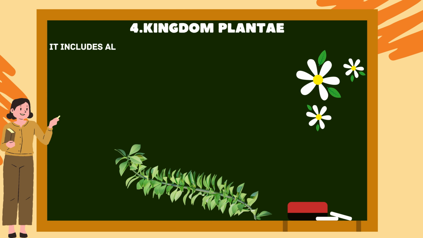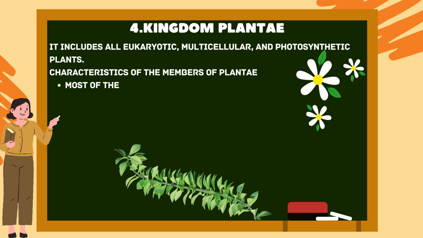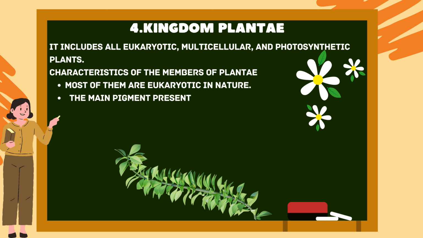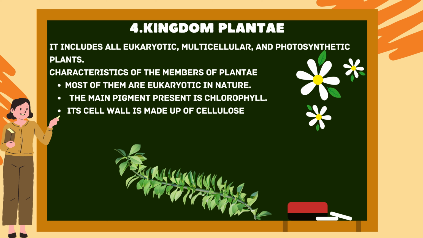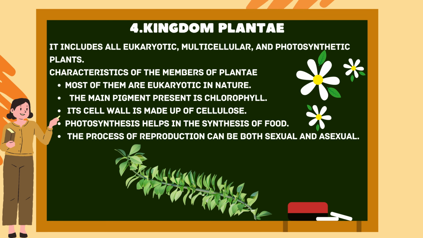Kingdom Plantae. It includes eukaryotic, multicellular and photosynthetic plants. The characteristics of members of Plantae are as follows. Most of them are eukaryotic in nature. The main pigment present is chlorophyll. Its cell wall is made up of cellulose. Photosynthesis helps in synthesis of food. The process of reproduction can be both sexual and asexual. They show the phenomenon of alternation of generations, that is diploid sporophytes and haploid gametophytes.